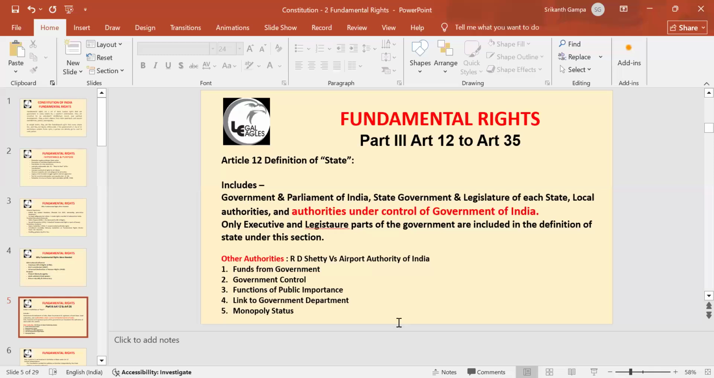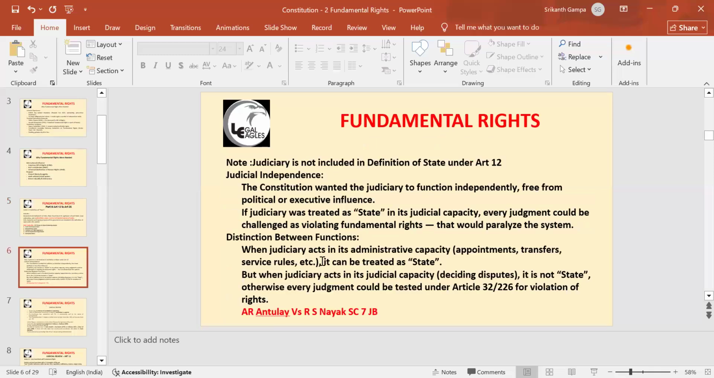Judiciary is not included under this definition. The main reason is that judiciary is independent, and if it is included as state for this purpose, then judgments can be questioned if they are related to fundamental rights. If a judiciary passes any judgment, they can start questioning even the judiciary; the judgments are also questioned if judiciary is included in the state. So that is the reason judiciary is not included in the state.